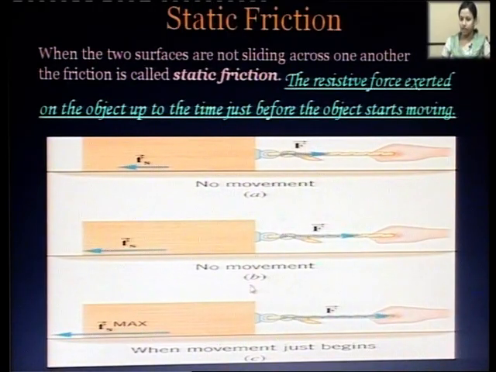In diagram B, if we increase the force as compared to A, then this static friction also increases, and the final moment occurs when this force is maximum and this static friction is maximum. After that the body just begins to move. So the first two are examples of static friction, and this is the limiting friction. After that the body starts moving.